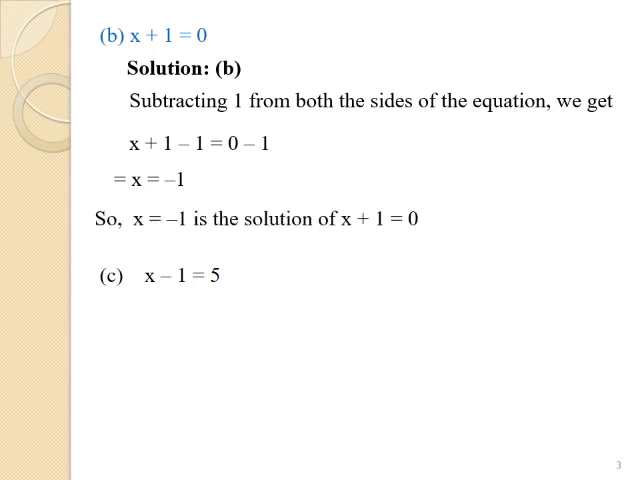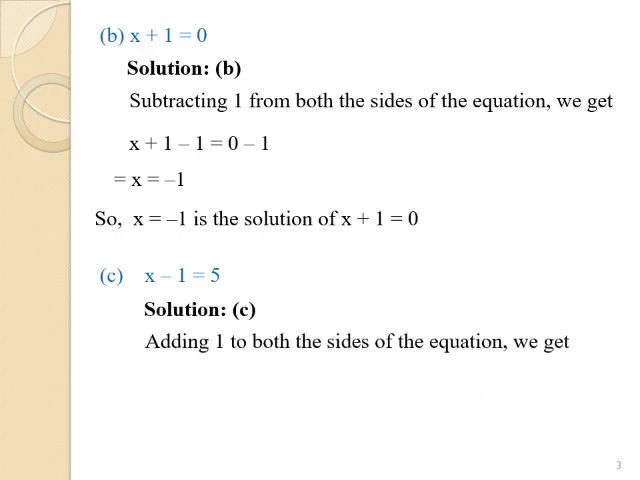Now sum C, x minus 1 equals to 5. Adding 1 to both sides of the equation, we get x minus 1 plus 1 equals to 5 plus 1, so x equals to 6. Therefore, x equals to 6 is the solution of x minus 1 equals to 5.